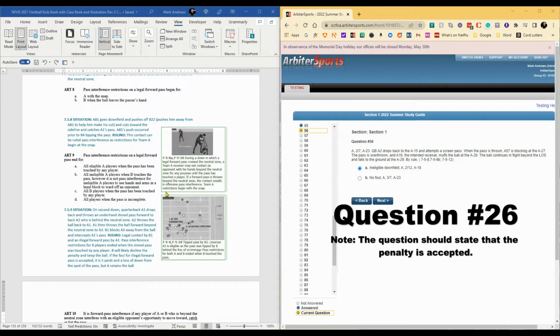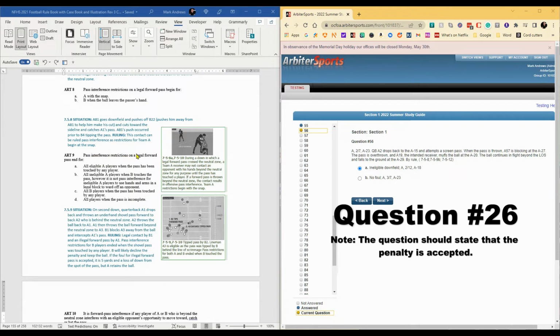By rule, okay, so we've had some questions in the past: is it offensive pass interference when a player is blocking downfield? Is it an eligible receiver downfield? So let's talk about pass interference first. Pass interference on a legal forward pass begins for A at the snap, so A can never interfere. Okay. B, when the ball leaves the passer's hand, so B is able to make contact before the ball is thrown.